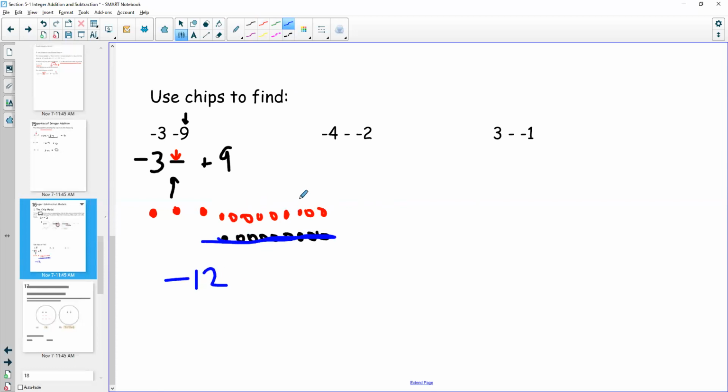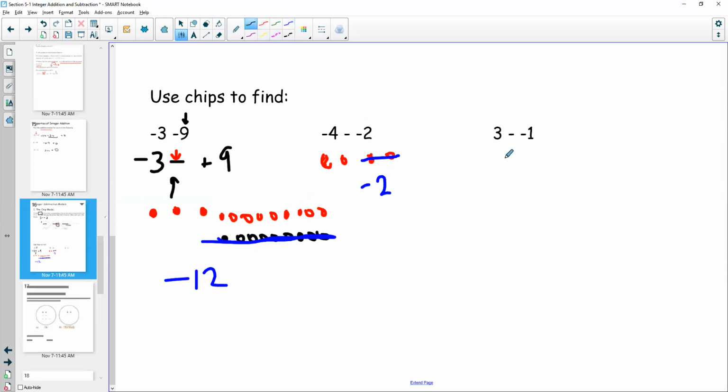All right. This one is -4, take away -2, which is actually not so bad, right? I have -4 chips to start. And I'm going to take away -2. Well, I have them there. -4, take away -2, just -2 left over.